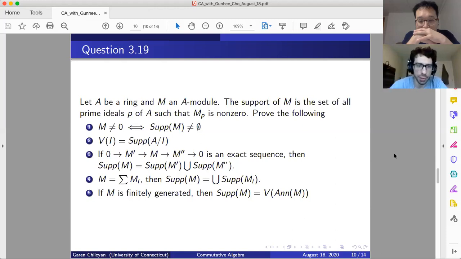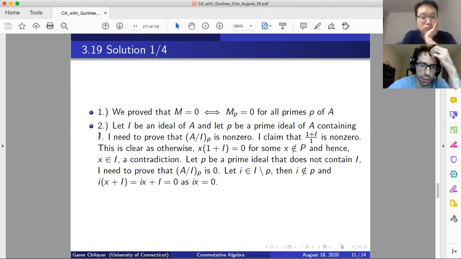Let A be a ring and M an A module. Let's say the support of M is the set of all prime ideals P of A such that if you localize M at P, you get a non-zero module. So let's prove these 5 distinct points. First, let's prove M is non-zero if and only if there is in fact a prime ideal in the support of M. So how do you prove that? Well, look at number one. We proved that a module being 0 is a local property last week. That's literally what number one asks you to prove.